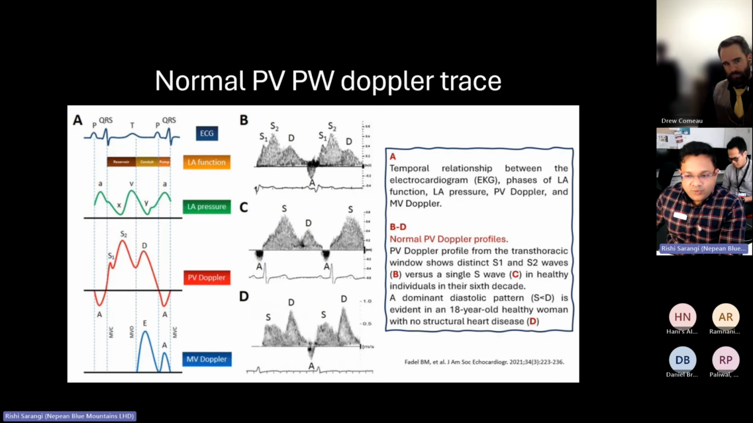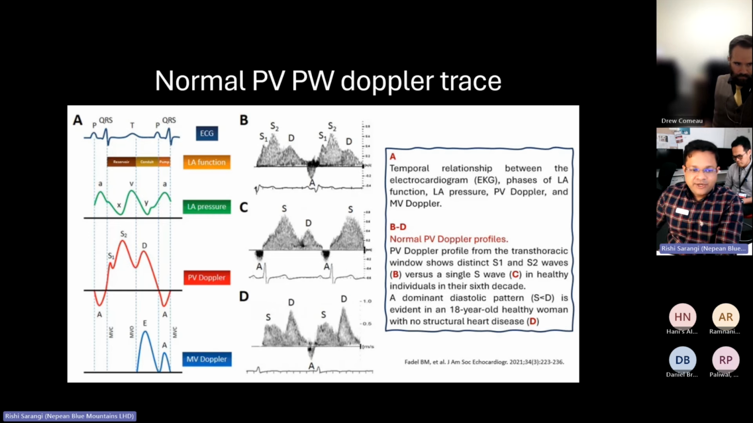There are 4 distinct Doppler waveforms. The S1 and S2 are the first 2 anterograde waveforms. They occur in early systole and mid to late systole. The S1 and S2 waveforms occur in the ventricular systole, and that's why the S letter is there, and they correspond to the reservoir function of the left atrium and to the X descent on the LA pressure reading. Okay, this descent.